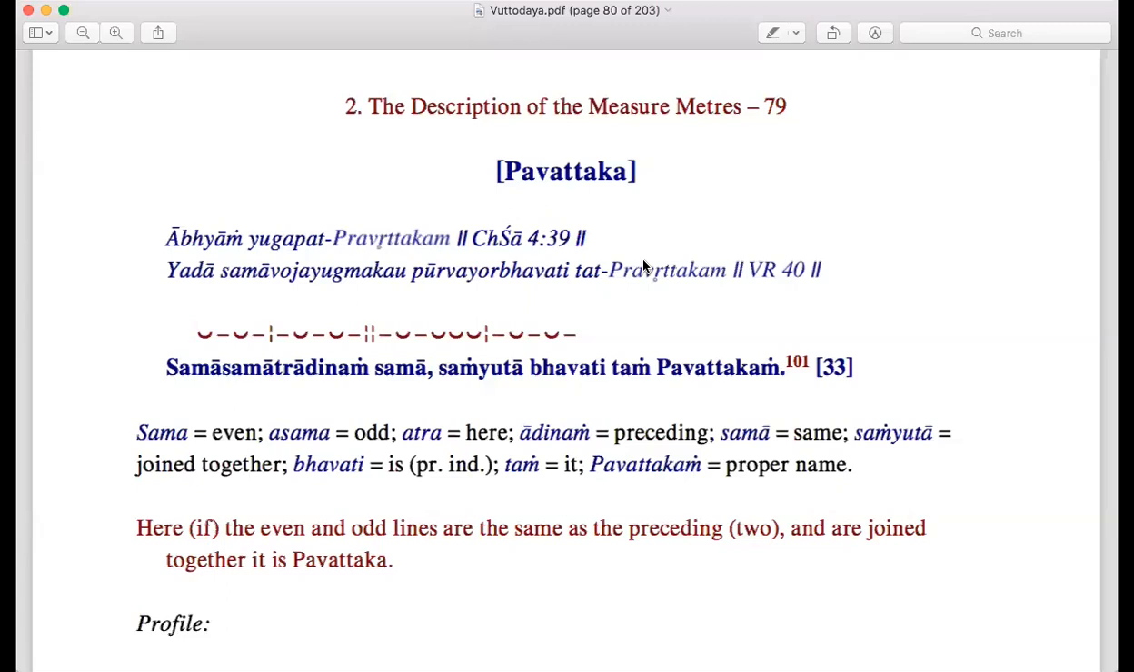So what case is it, Bhante? Is it in accusative case? No, it's in the genitive case. Genitive case. Yes. How can it be genitive case like this?